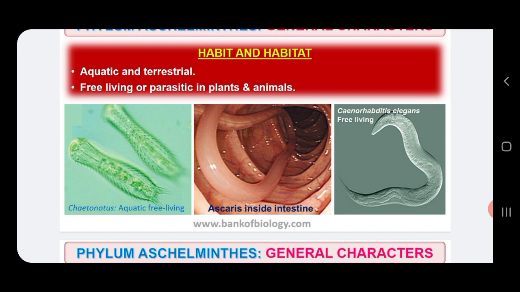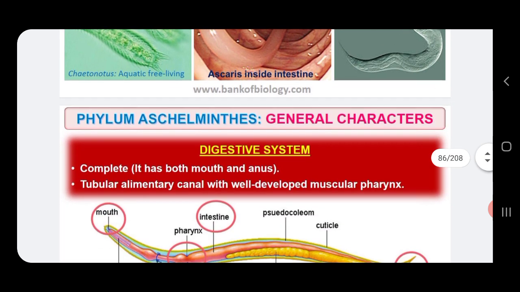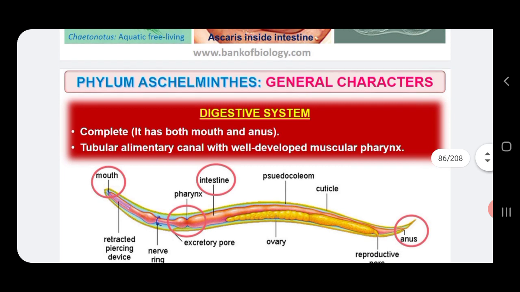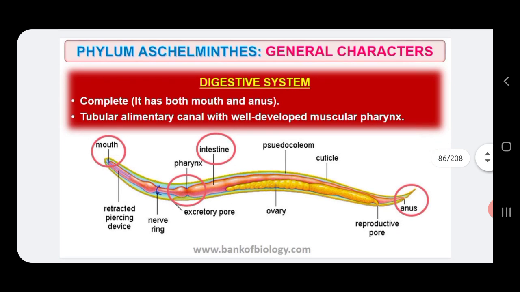Chitonotus is an aquatic free living form. Another free living one is Caenorhabditis elegans. So this is how you can find them. Then coming to the digestive system, the digestive system is complete, which starts with the mouth and ends with the anus. The tubular alimentary canal is well developed with a muscular pharynx.